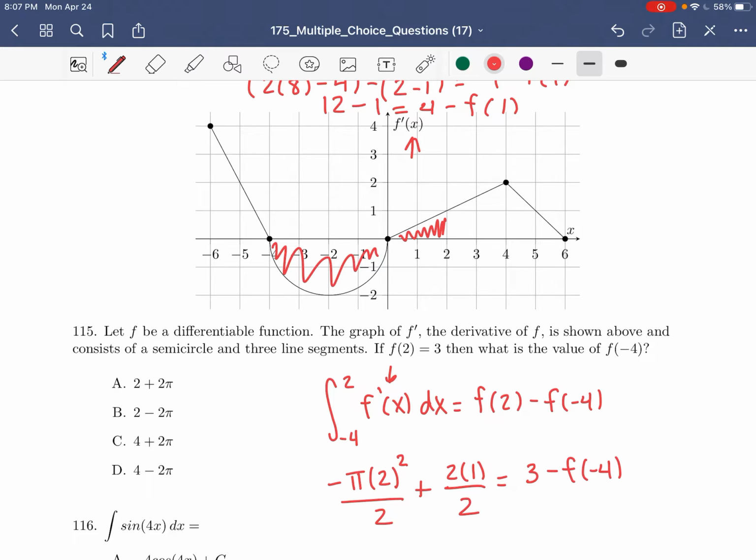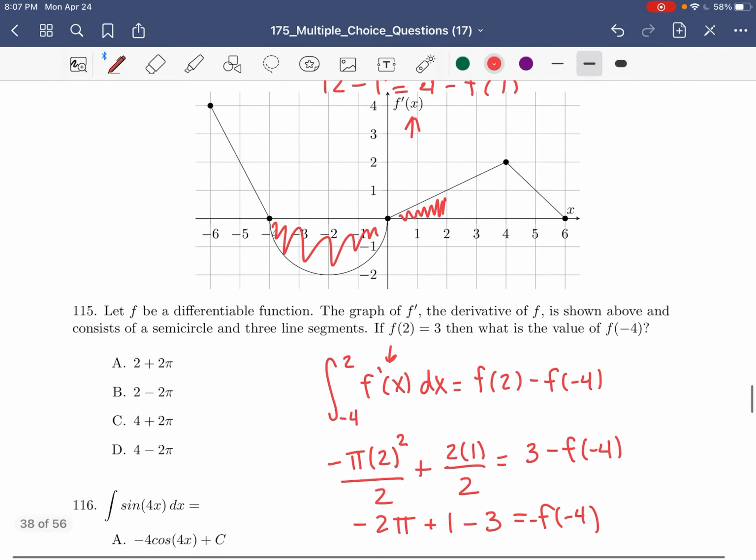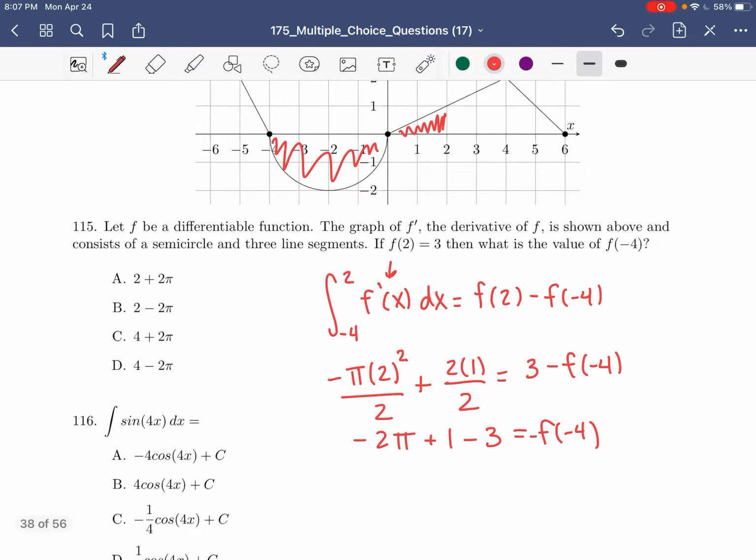This right here, 2 squared is 4. So this is really just going to be negative 2 pi plus 1. Subtract the 3 over. So I have negative 2 pi minus 2 equals negative f of negative 4. Divide everything by a negative and we get 2 pi plus 2 equals f of negative 4. So our answer is A.